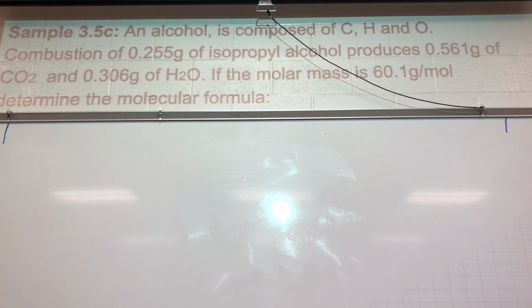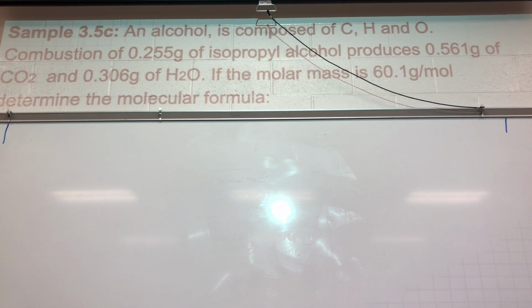Okay, so we take a combustion, we have 2.55 grams of our isopropyl, and it produces 5.61 grams of carbon dioxide and 3.61 grams of water. If the molar mass is 60.1 grams per mole, determine the molecular formula. Step 1, circle the goal. What are we trying to find here?